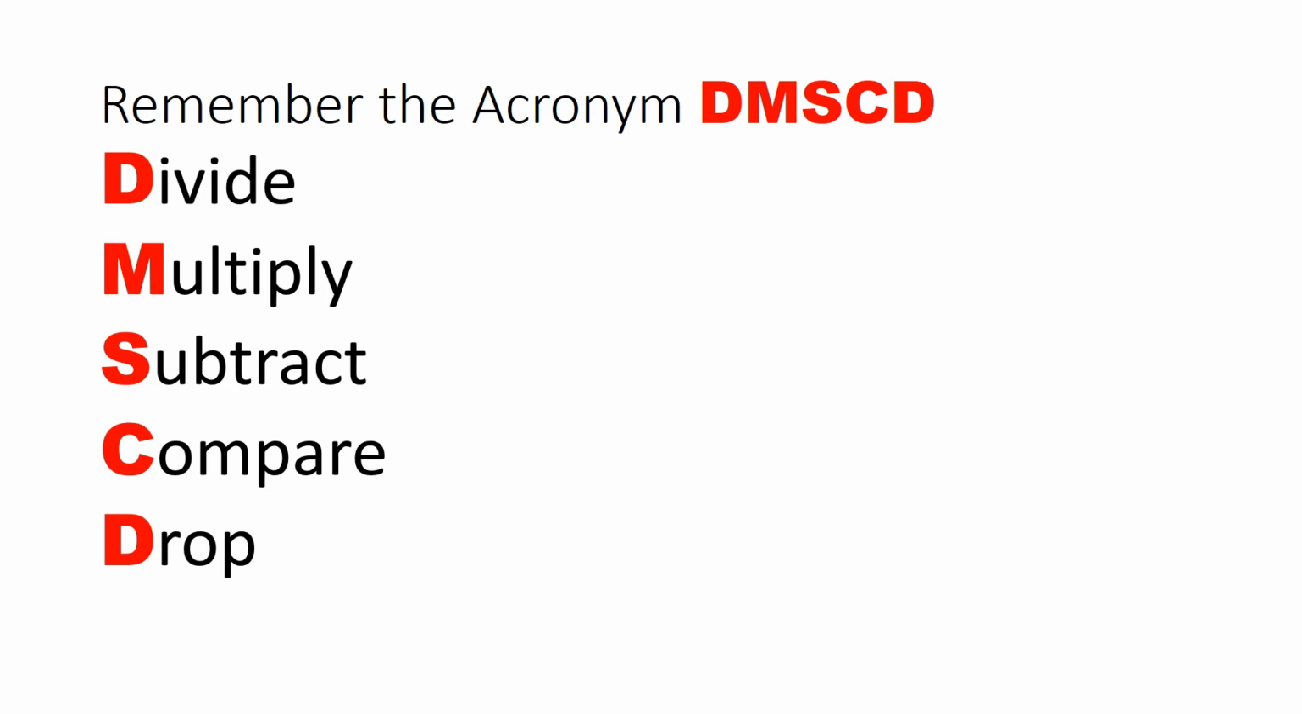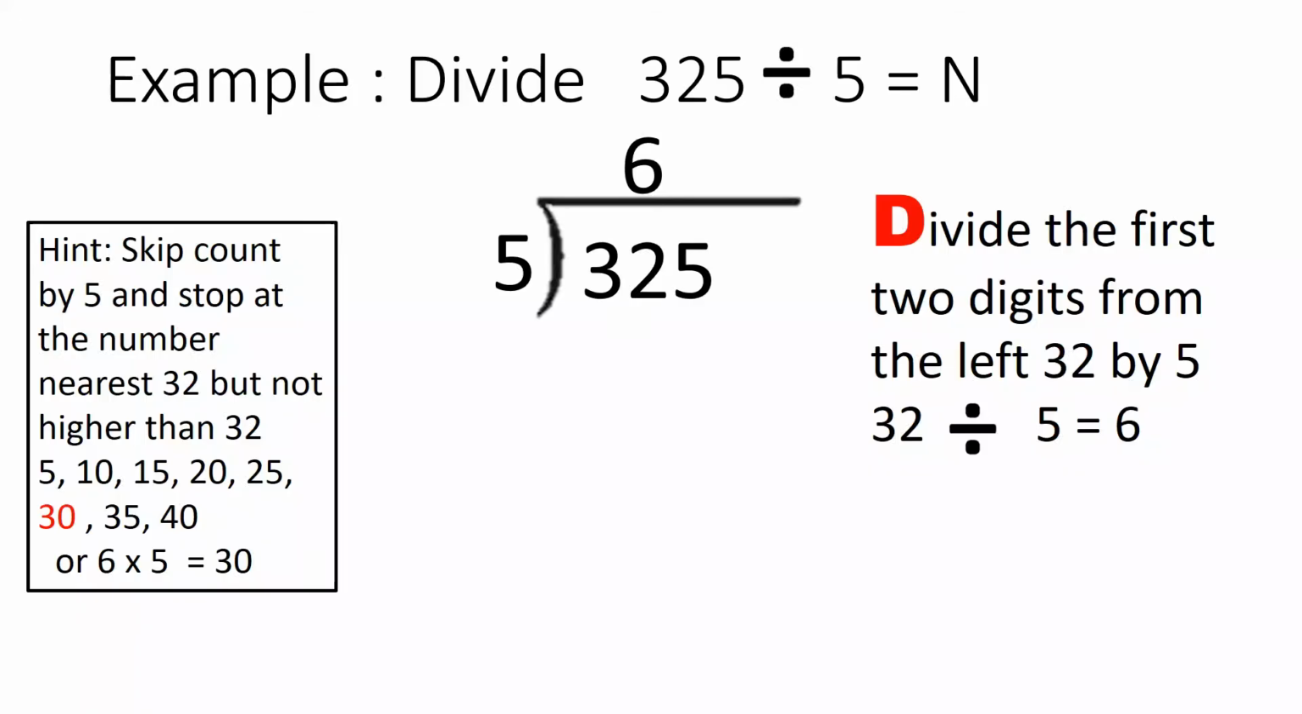Let's review the acronym DMSCD. D for divide, M for multiply, S for subtract, C for compare, and D for drop. Example, divide 325 divided by 5 equals N. First, D is to divide the first two digits from the left, 32, by 5. 32 divided by 5 equals 6.